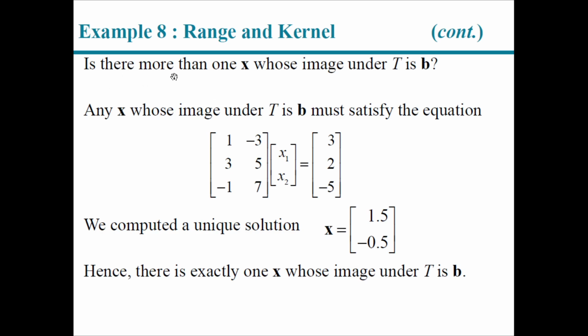Another question: is there more than one input x whose image under T is equal to B? Well, no, because we just solved the linear system and found that there's a unique solution, 1.5 and -0.5. So in this particular case, for this particular B, there's exactly one input x whose image is B. It doesn't mean it's always going to be that way, but for this one, it was the case.